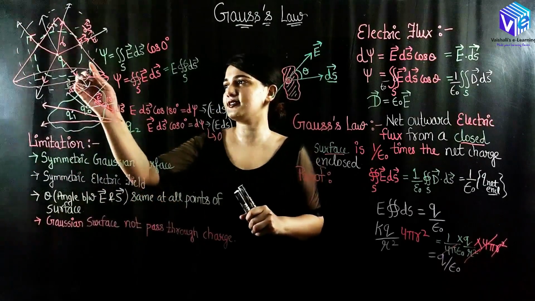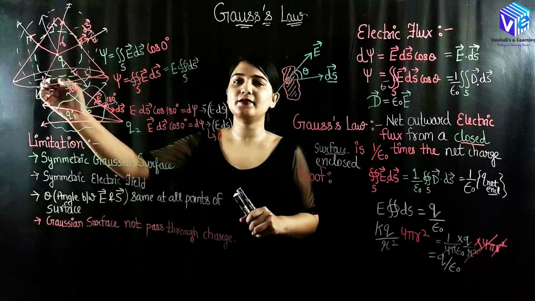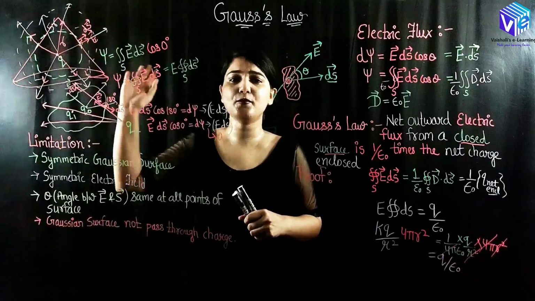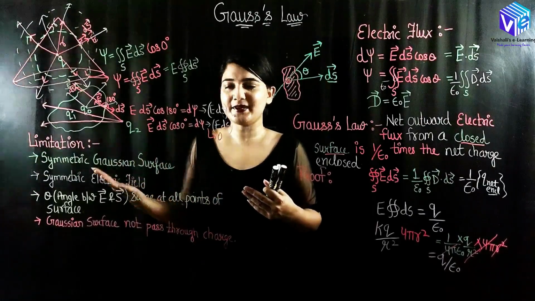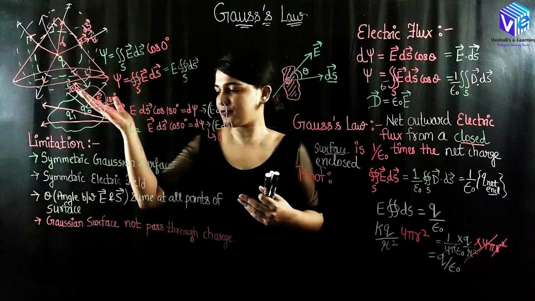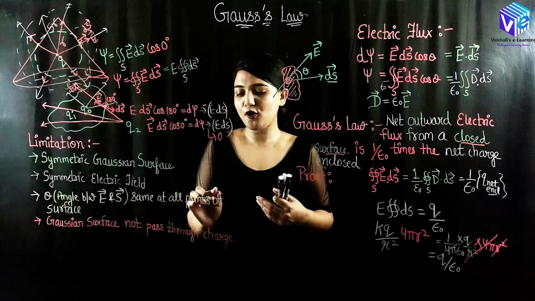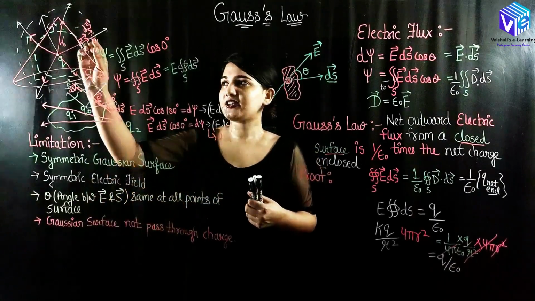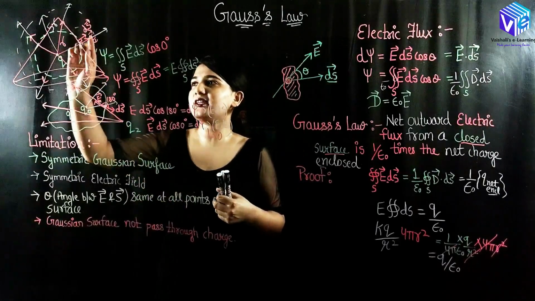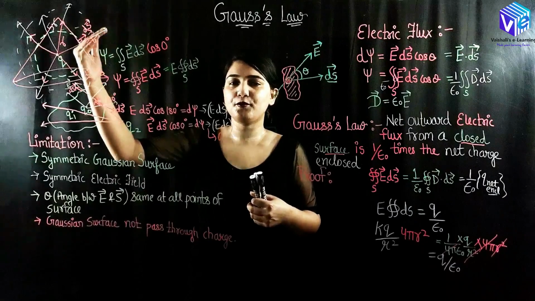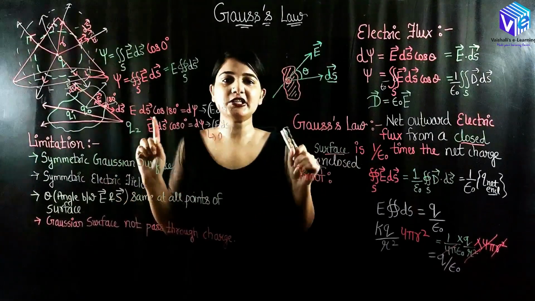So here I was discussing the electric field. The electric field was making an angle of 90 degrees with the surface vector at each and every point of the spherical surface. So the electric field is also symmetric with respect to the surface vector. Now the angle theta between E and dS is the same at all points of the surface. The electric field is constant, plus the angle between E and dS, as I have already told you, was 0 at all places, and E should not vary.